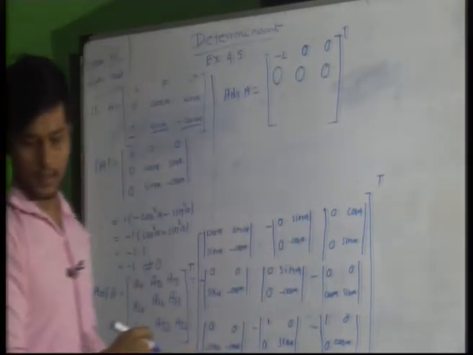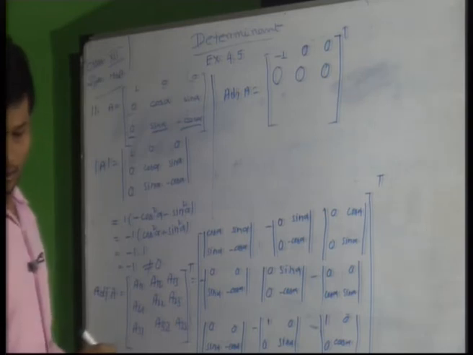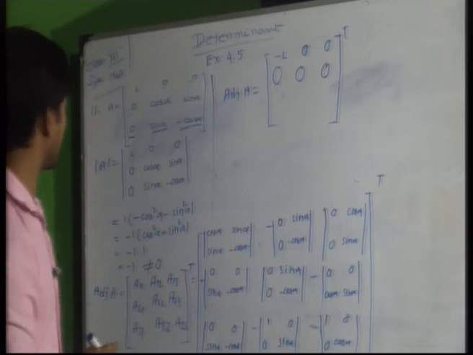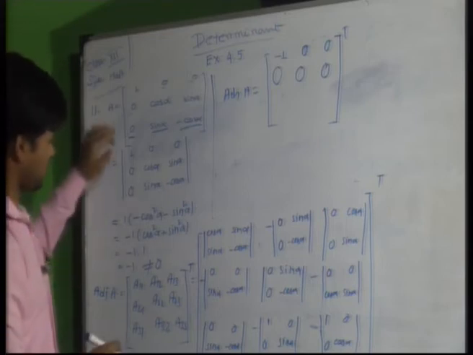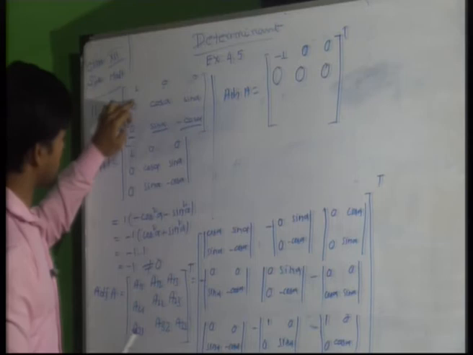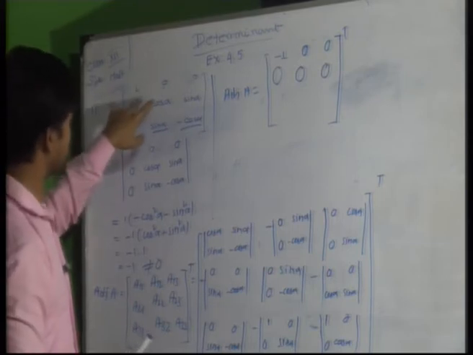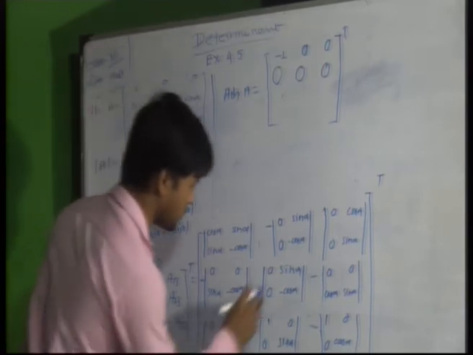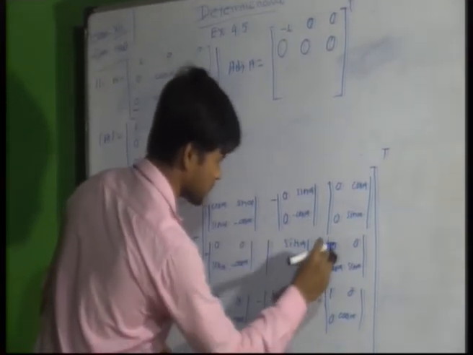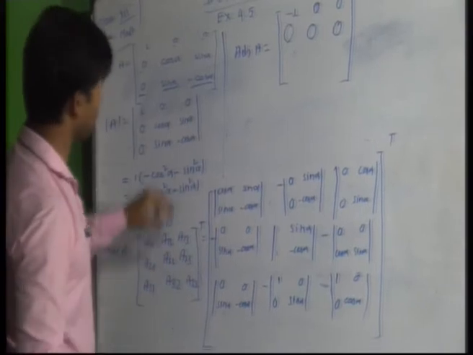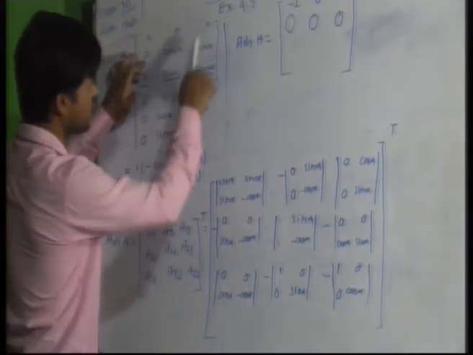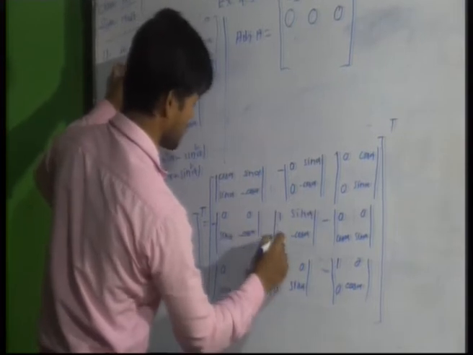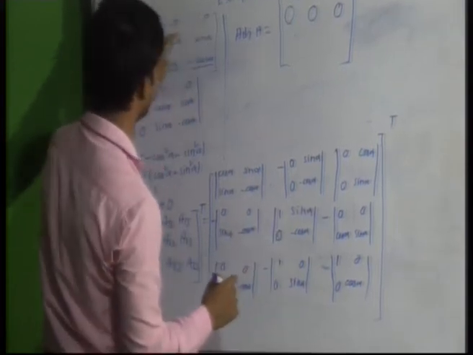So the second row is this element is 0, this element is, okay, sorry, I have made a mistake here, excuse me. So A22 means 1 0 0 sin alpha.